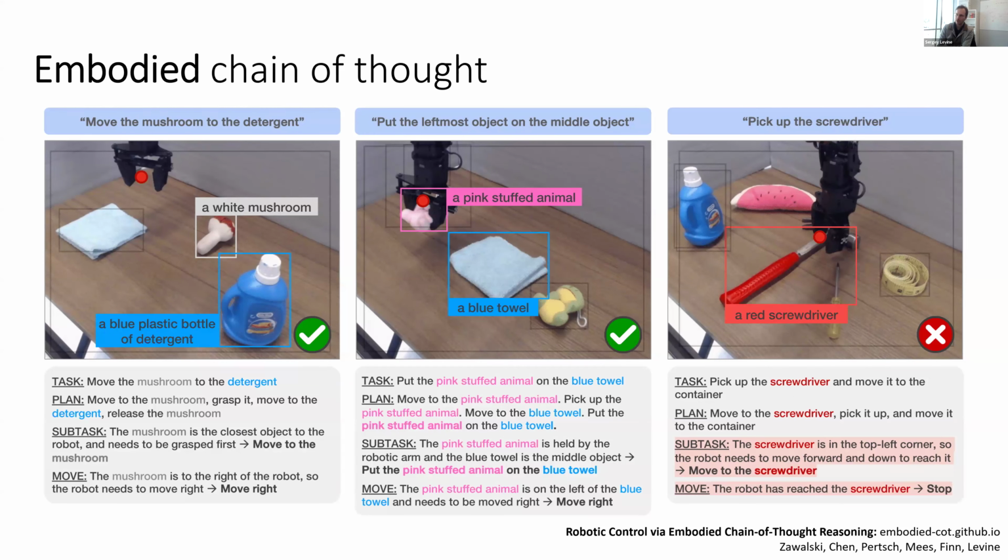And here are some of the examples of the actual embodied chain of thought generations for 3 different settings. So the first and second one were successful. The rightmost one was actually unsuccessful, where the robot was actually not able to perform the task. But you can see that many of the steps in the generation are still pretty reasonable, and then some parts of it it might mess up.